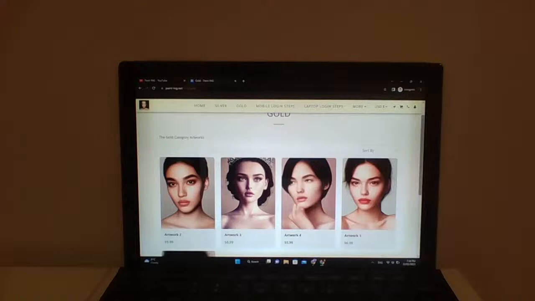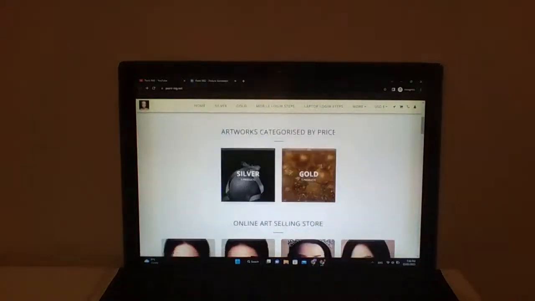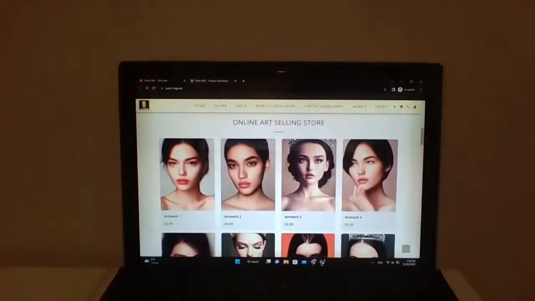But artworks in the gold category are a bit more expensive than the ones in the silver category, but not by much. Our online art selling store offers a great range of artworks, and they are all at affordable prices. Please don't forget to check out our app and our online art selling store, where you can become a potential buyer or a potential seller.